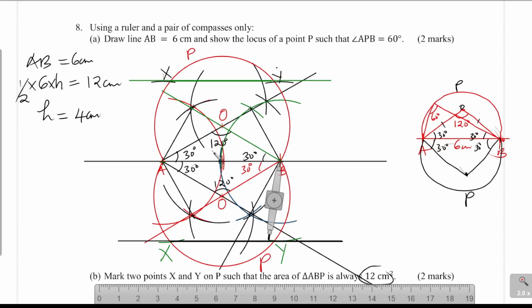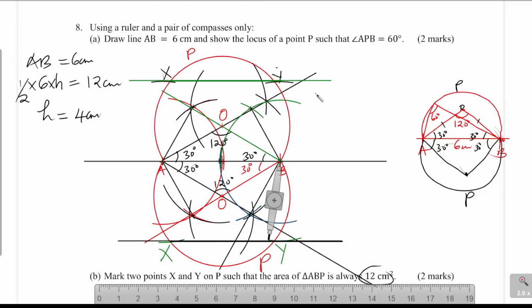So this distance from A to this line, this distance is 4. So any triangle that you form with this base AB, its height will be 4. And once you use the height as 4, you always get the area to be 12 centimeters squared. The base will be the same, AB, so the height is what we are required to get. So the points X and Y should be there because of this distance being 4 centimeters.